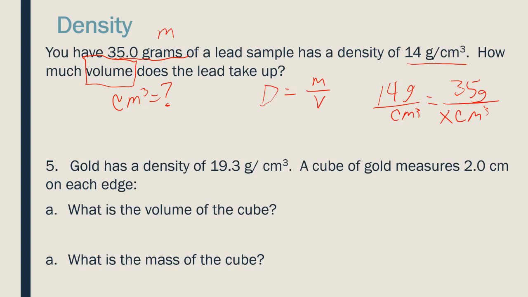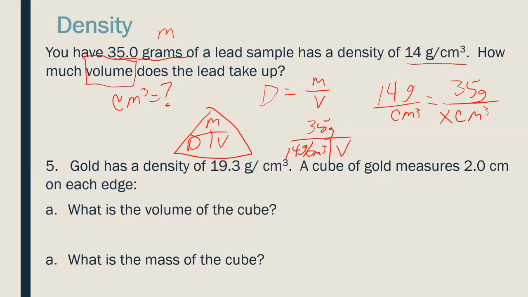So you could do it that way. You could also do it by remembering that triangle. That triangle tells us that density equals mass over volume. Our mass is 35 grams and our density is 14 grams per centimeter cubed. So to find our volume, we're going to divide 35 by 14.